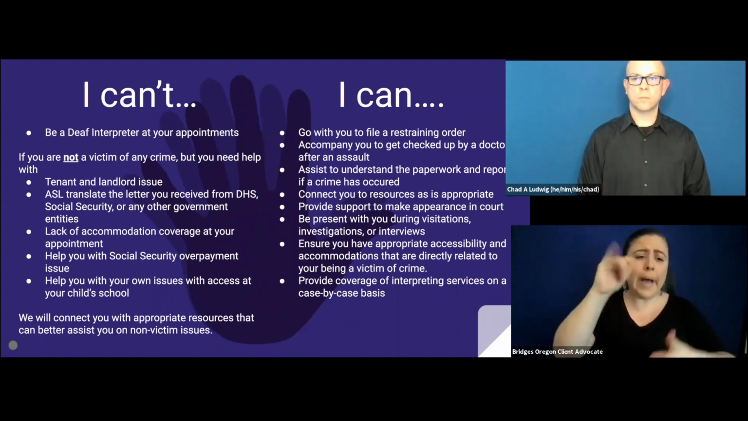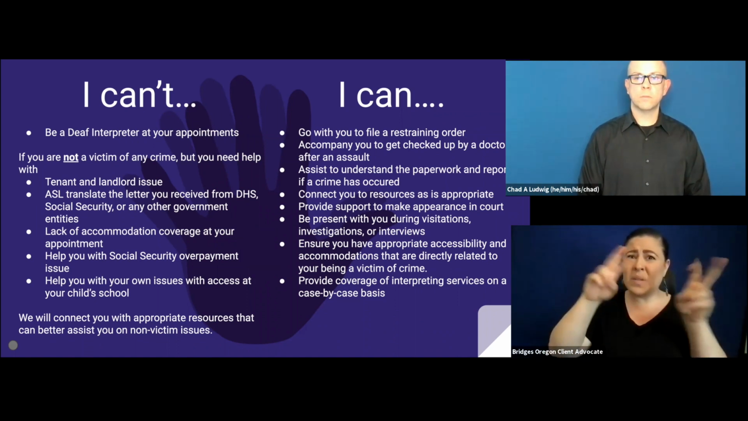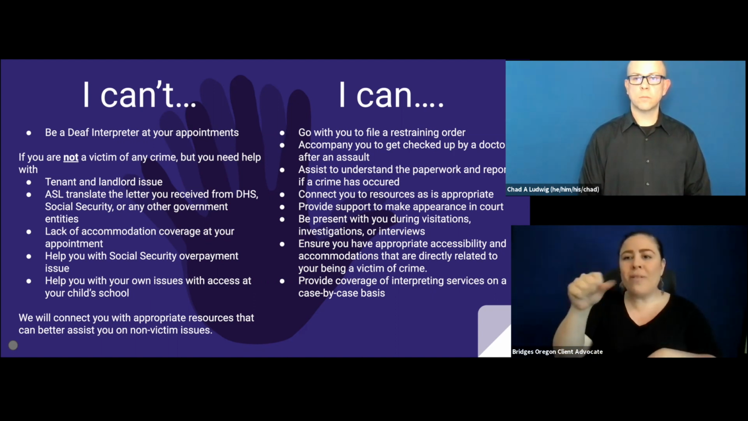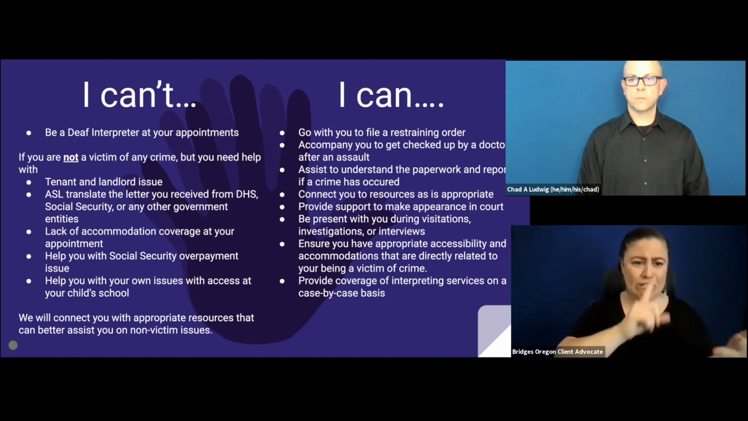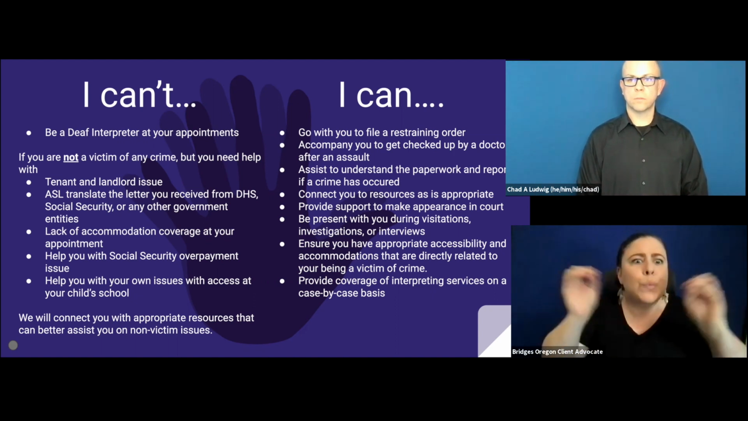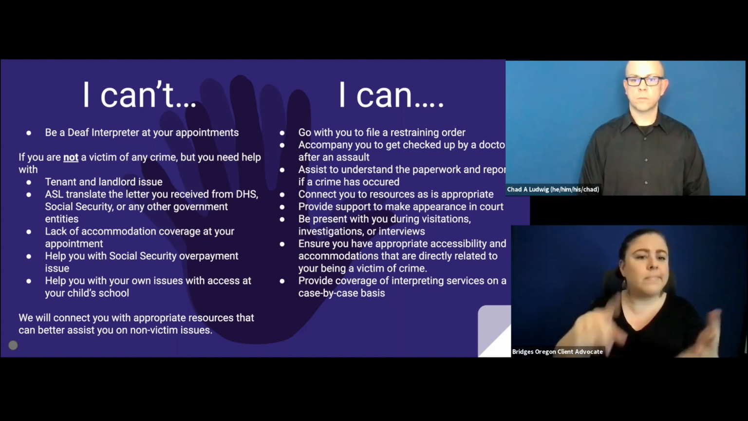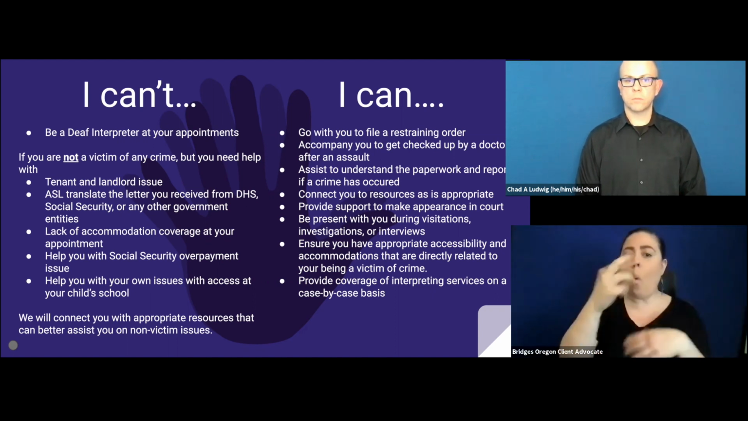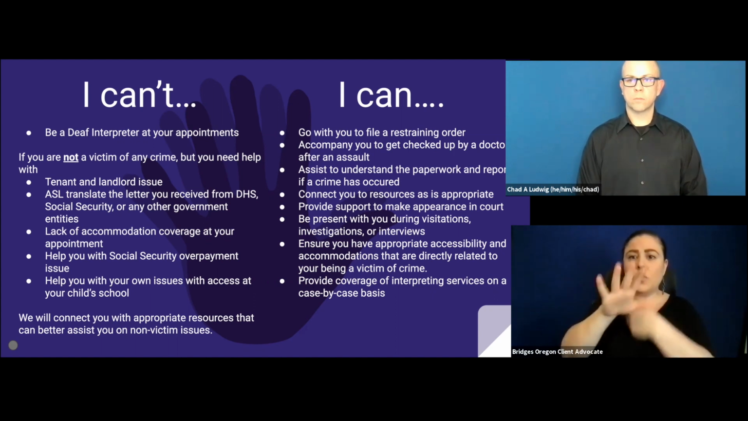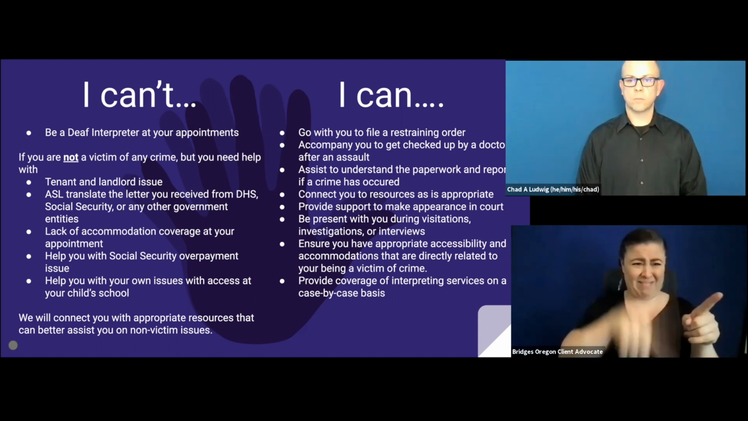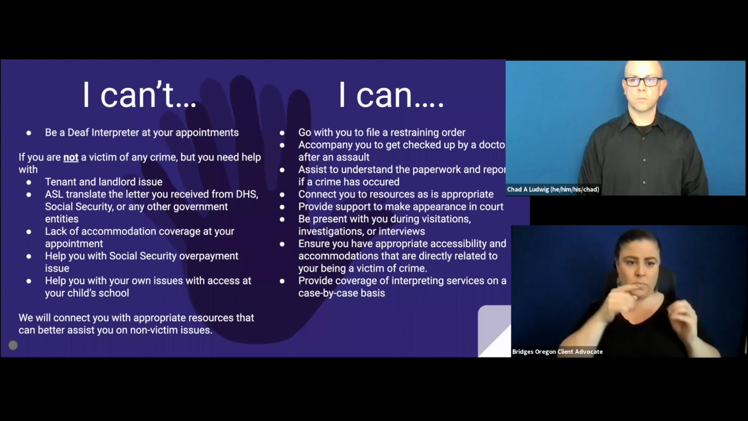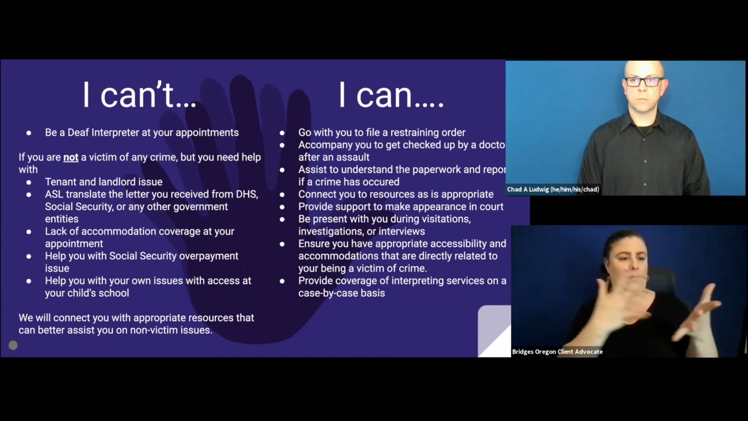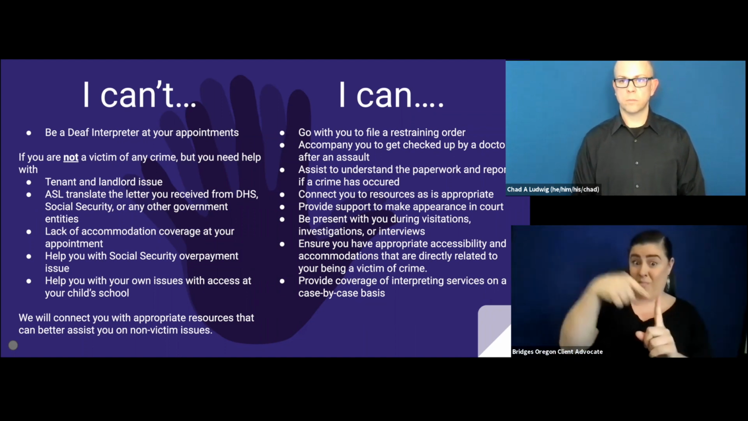And if you're not a victim of any crime and you have a tenant and local issue, or you're reading a letter and you don't understand what's going on with DHS or Social Security, or you have no accommodation for your appointment, or Social Security letters are sent to you saying that you are in overpayment and they're going to take your money, or you have personal issues with access when your child's school is not providing an interpreter. Those don't have to do with a crime. We will still be able to connect you with the appropriate resources, and we can steer you along that way.